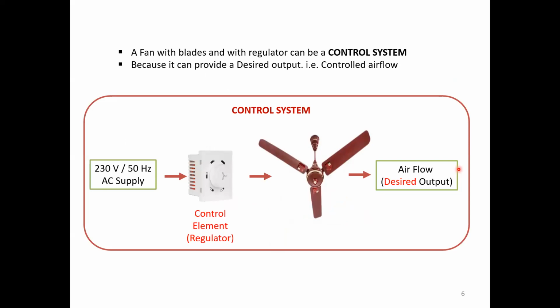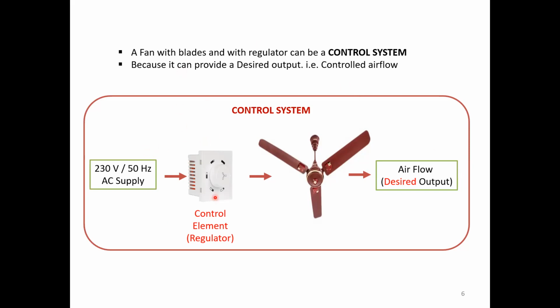A fan with blades and with a regulator can be a control system because it can provide a desired output, that is controlled airflow. So which element is the extra here? Anyone answer? Why does it become the control system? Why are we calling it a control system? Because it has a control regulator.